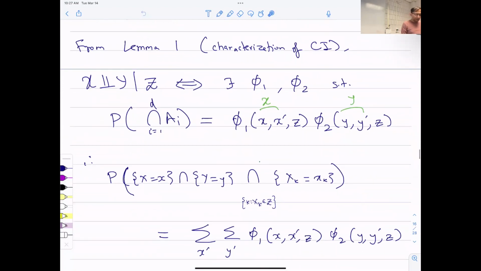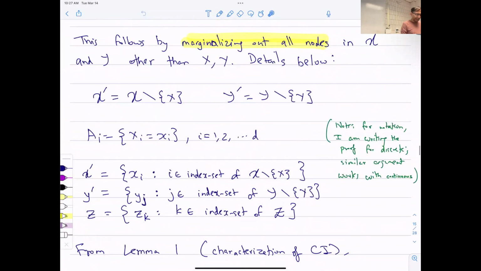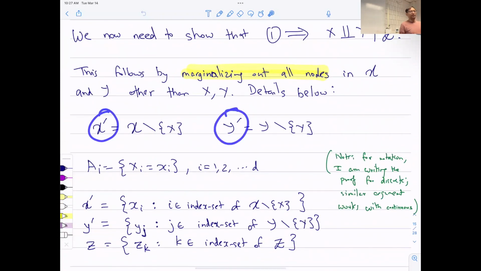So if I care about just one variable in this set and one variable in this set, okay, look at the joint distribution of that one variable, and the conditioning set. This is the set of nodes you're conditioning on. Okay. Then what I need to do is to look at this and just marginalize out all the other variables in X and all the other variables in Y.